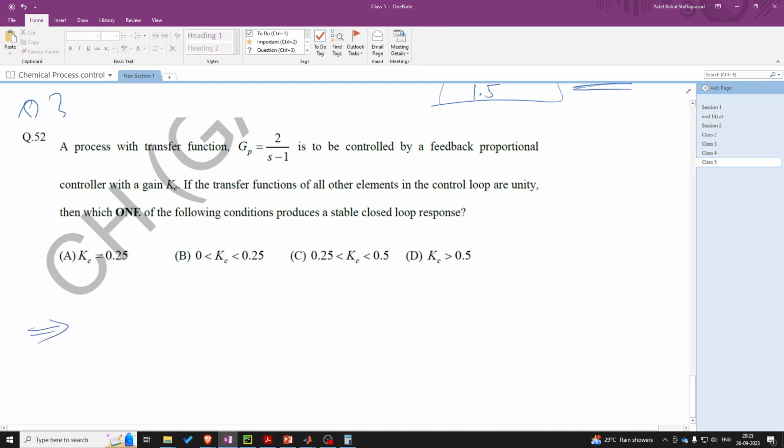So the question: we have been given that a process with a transfer function Gp is equal to 2 upon s minus 1 is controlled by a feedback proportional controller with a gain of Kc. If the transfer functions of all the other elements in the control loop are unity, then which of the following conditions produces a stable closed loop response? So first we need to draw a block diagram representation of this system and then find the transfer function model, and then use the rules that we studied in today's class in order to find the range of the Kc.